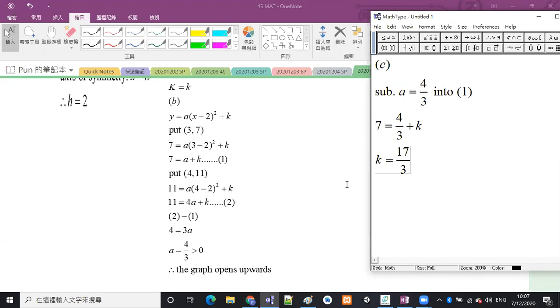And when we have found the A, H, and K, we just write down the complete information one more time. y equals 4/3 times (x minus h) squared plus 17/3. So the complete information of the function is like this. And now the question asks us to find the y-intercept.